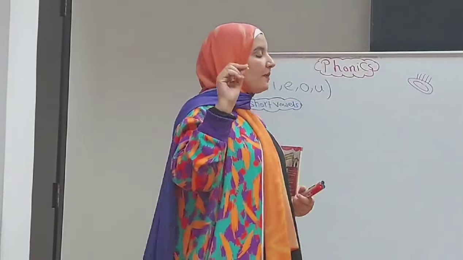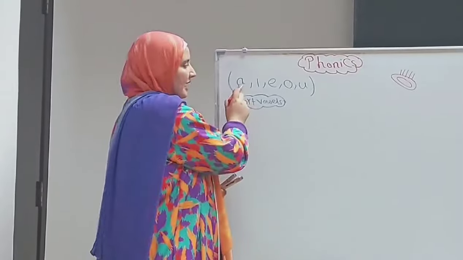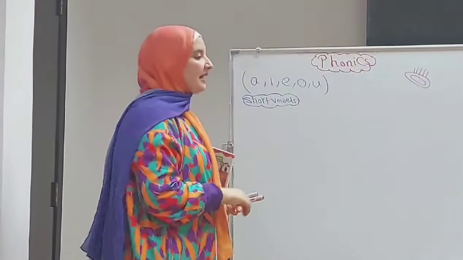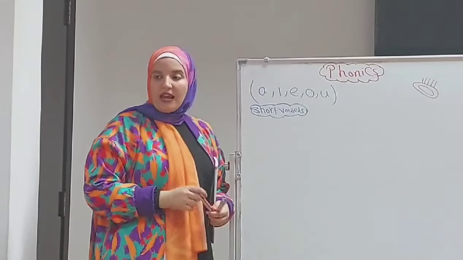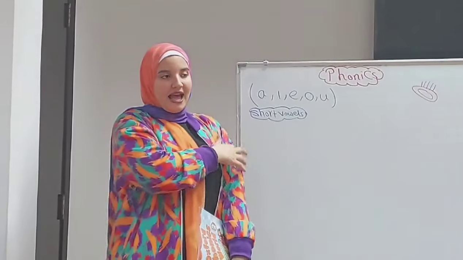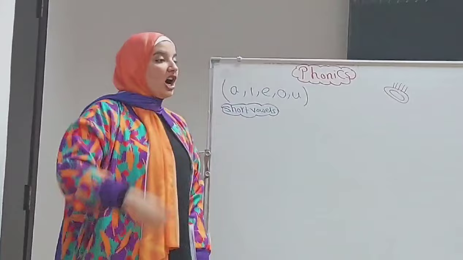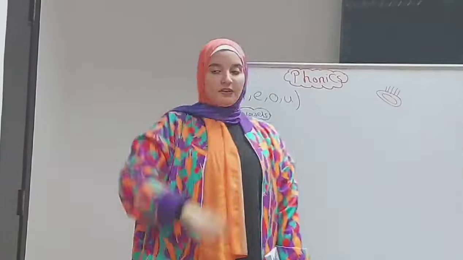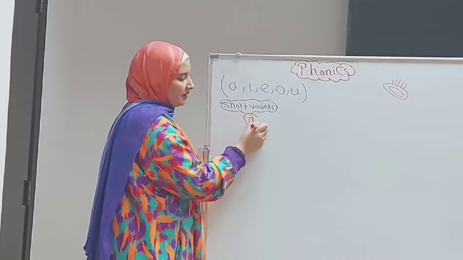Good. Okay, so how many vowels we have? Five vowels. What are these? A, E, I, O, U. Okay, and what's the sound of A? A. And E? E. I? I. O? O. U? U. Great. Okay. Let's start with letter A.